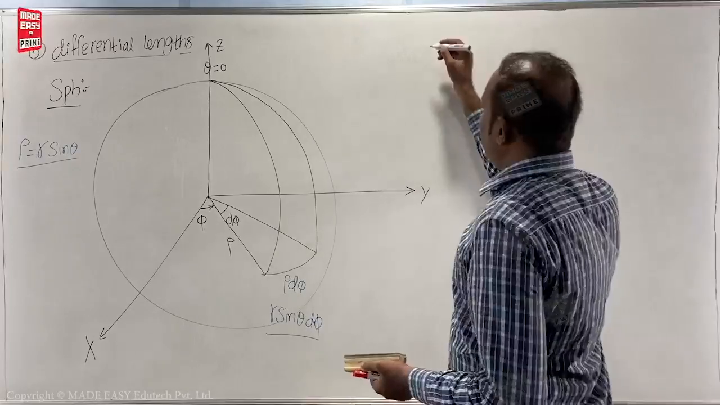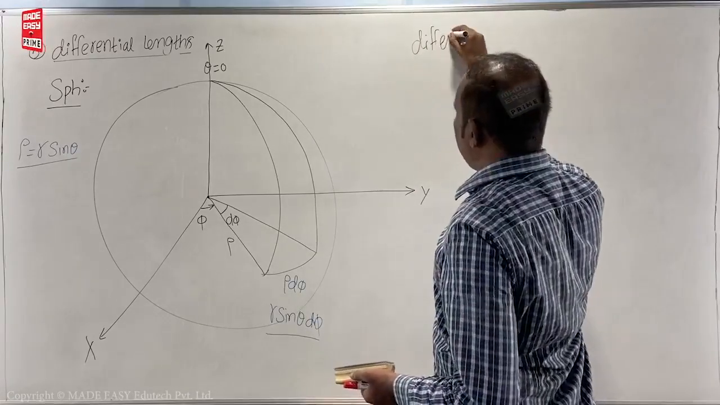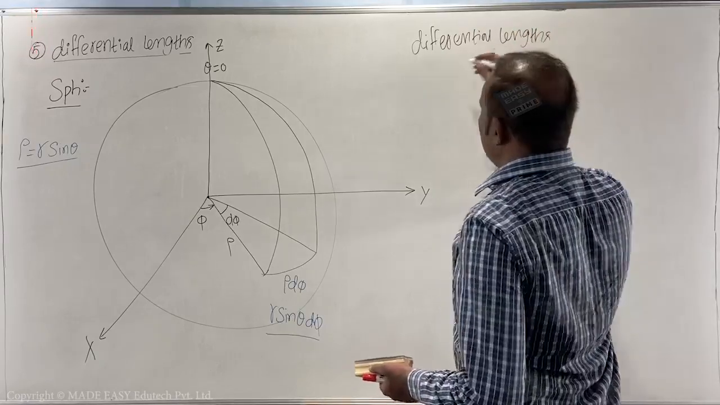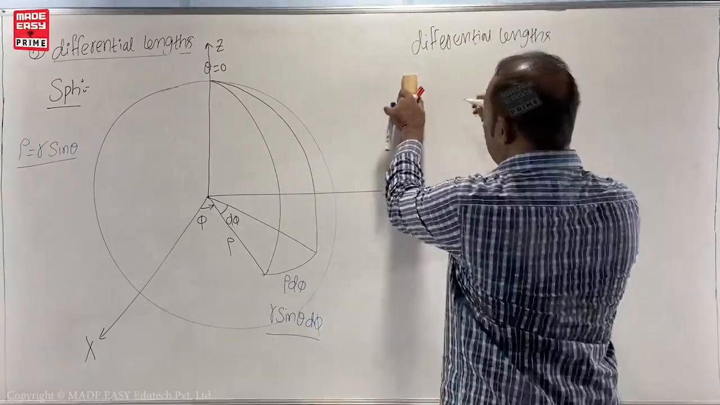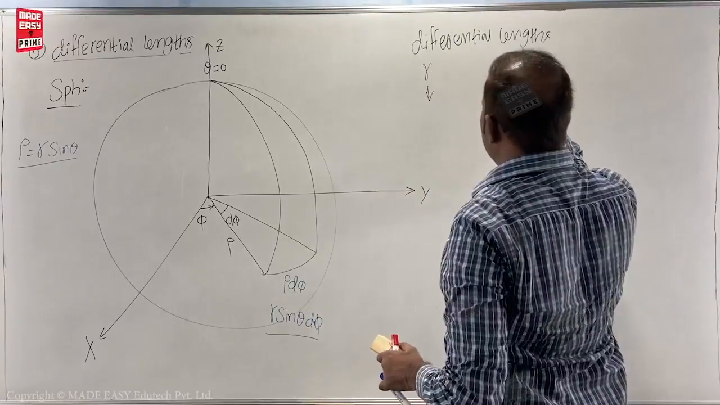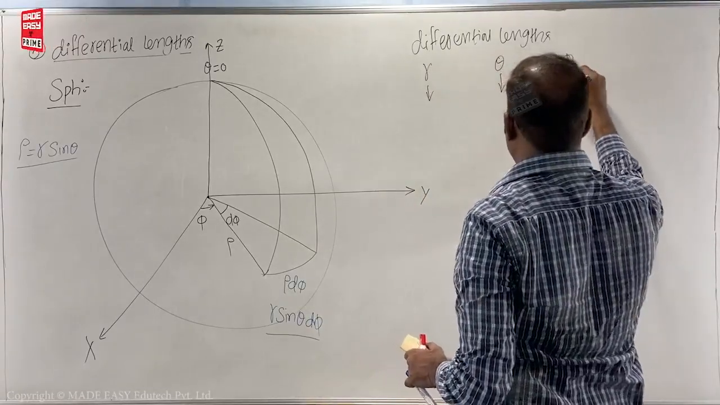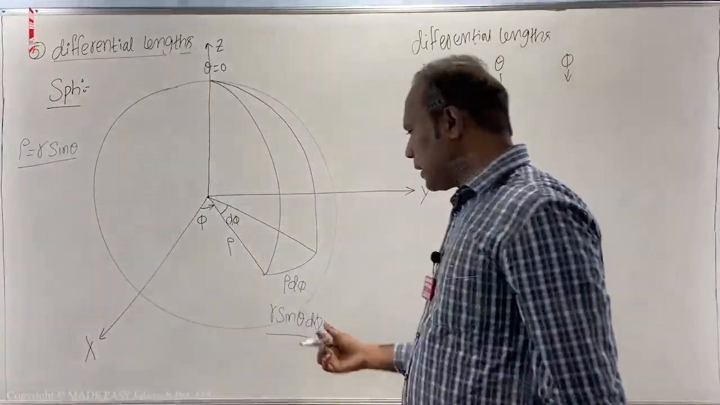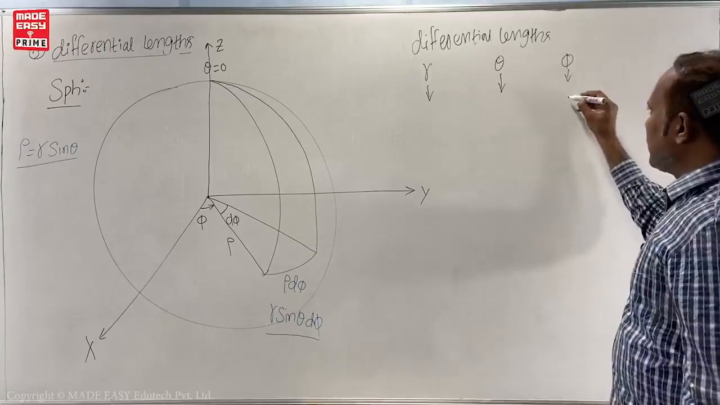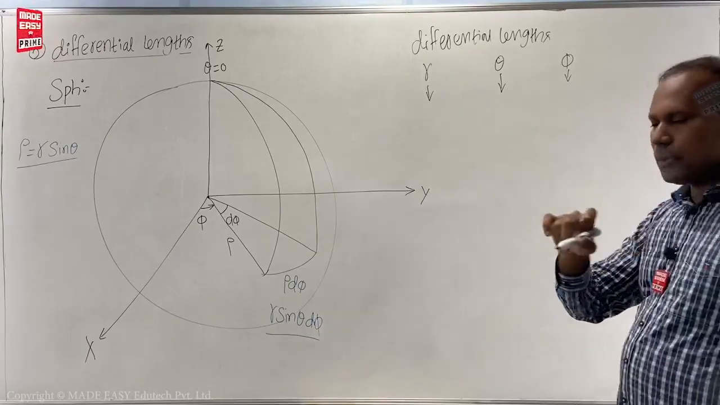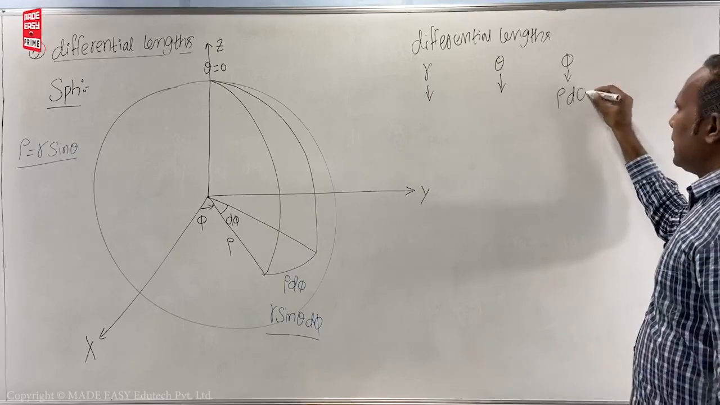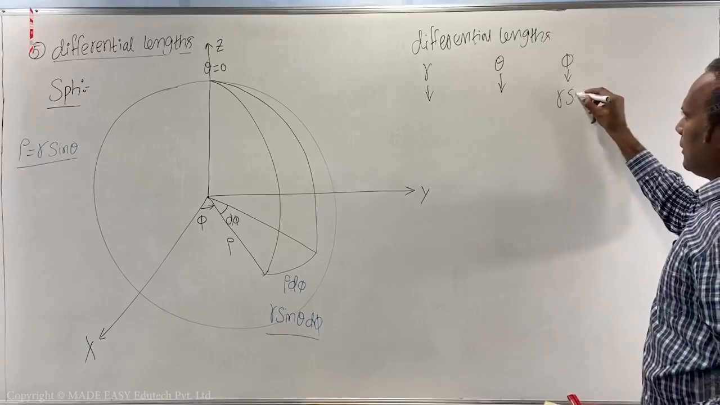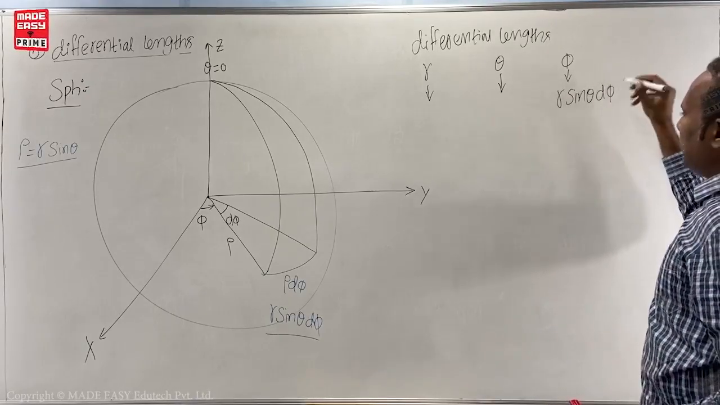So here I am writing the differential lengths in the spherical system: first r direction, then theta direction, then pi direction. Already you have written in the pi direction it is rho d pi. In the cylindrical also rho d pi, here also rho d pi. But in place of rho we have to put r sin theta. So now the answer is r sin theta into d pi.